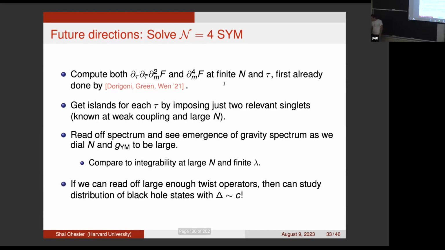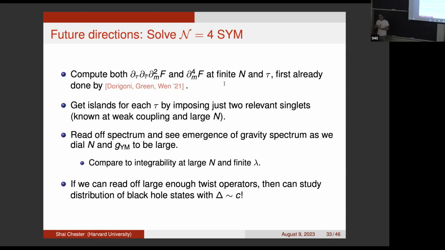Now, being very ambitious, if we end up getting an island for N=4 for every value of n and coupling, and if we can read off the spectrum, not just of the lowest operators, but say the lowest 10 operators, which hopefully should be possible in the future, then we could try to understand things about black holes. Because there's an intuition that black hole states should correspond basically to unprotected states whose twist is big.